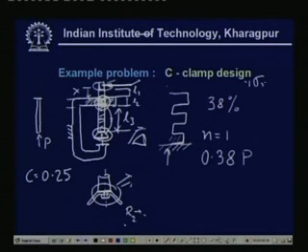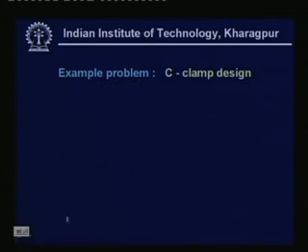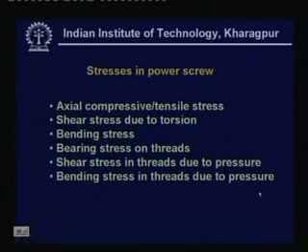So, this was roughly the design procedure of a C clamp. Now, let us make a summary. What are the stresses in a power screw? A power screw will have different kinds of stresses. One is axial compressive or tensile stress. Depending upon the situations, part of the screw may have compressive stress or part of the screw may have tensile stress. So, you will have to calculate for both the cases.